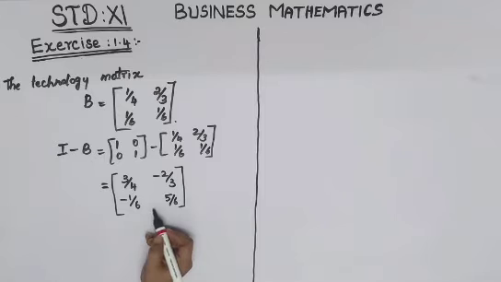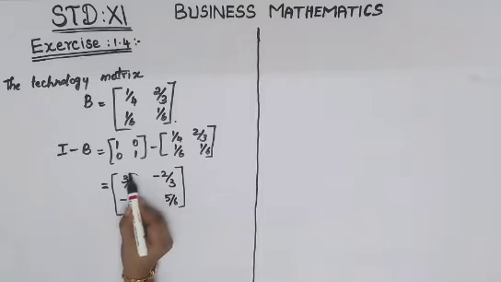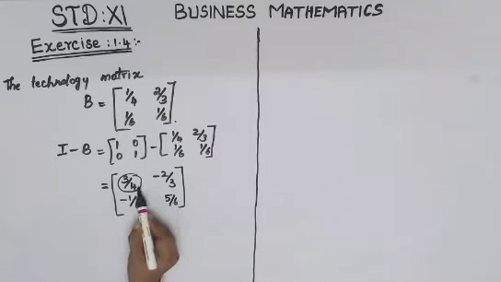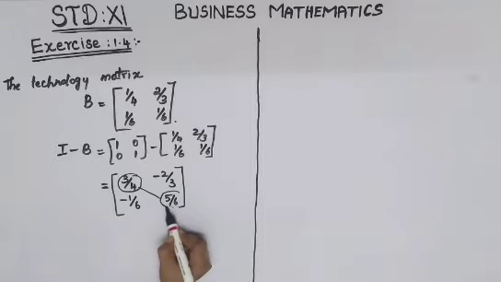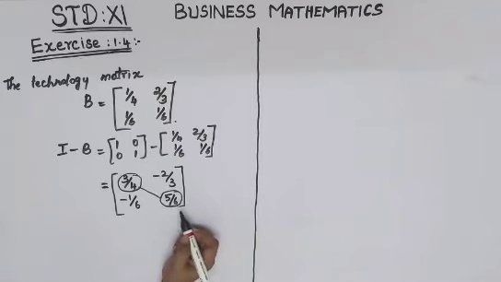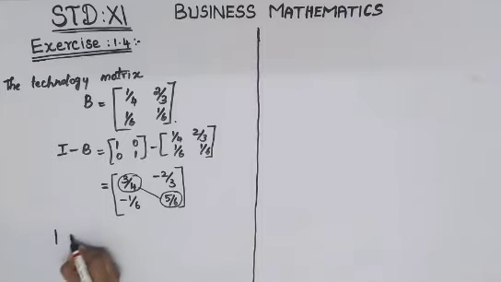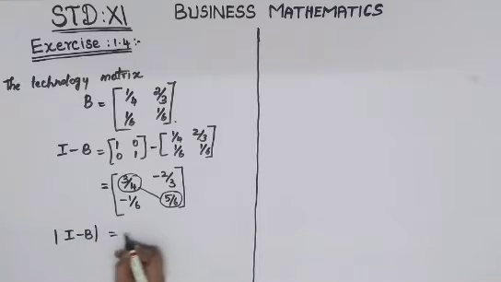Now check your main diagonal elements. Here this is positive, this is your main diagonal. This is also positive. Your first condition is satisfied. The next one is determinant of I minus B. You'll have to find it. So I minus B we have got here, and for that you will have to find the determinant.